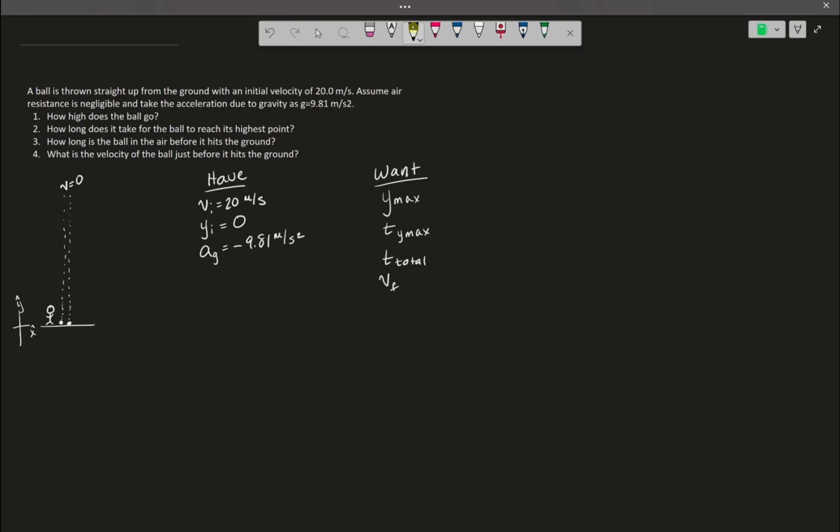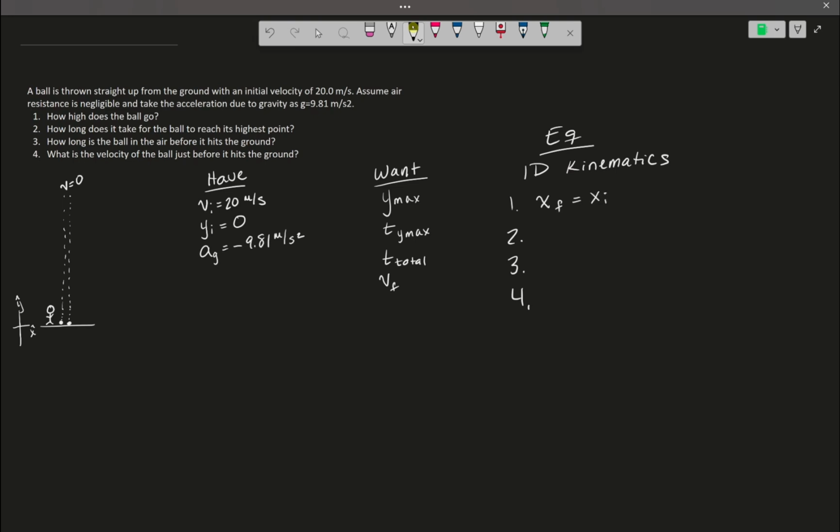The next thing I want to do is figure out what type of equations I can use. Well, I know that this is one-dimensional because there's no angle, and it is a kinematics problem. So I'm going to write down the 4 kinematic equations, and we can just pull these off of the formula sheet that I have given you.